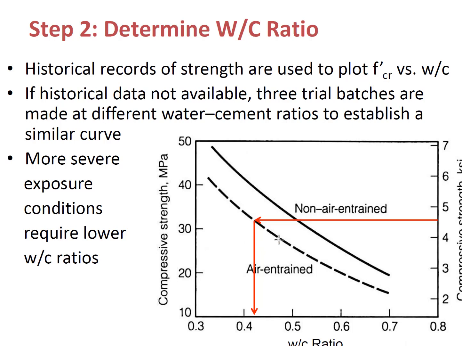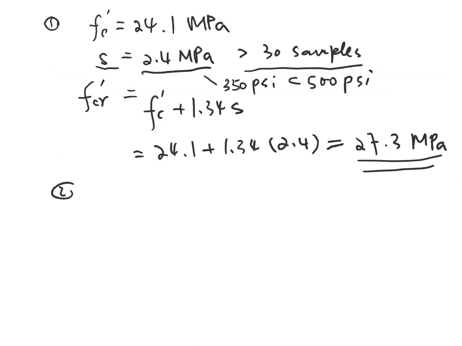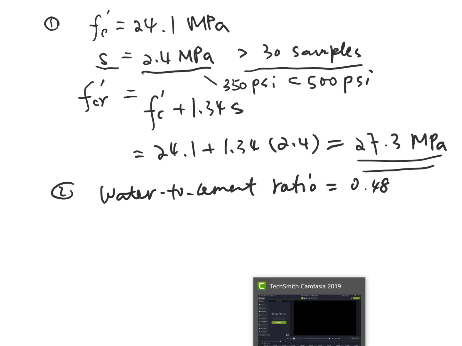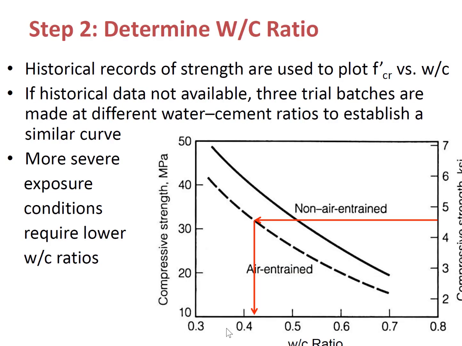This will be the intersection point with this curve, and then draw a vertical line to determine the water to cement ratio. So you can see it's close to 0.5 but below 0.5. So it's approximately 0.48. So we can have water to cement ratio approximately equal to 0.48 based on the figure, and then we need to check if there are any additional requirements based on the exposure conditions.